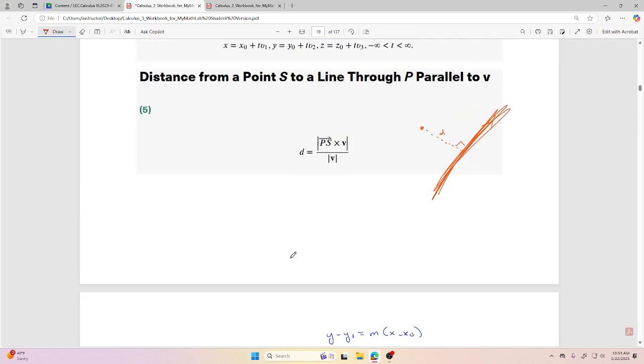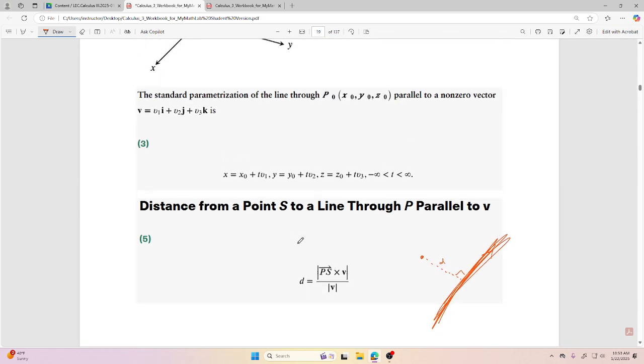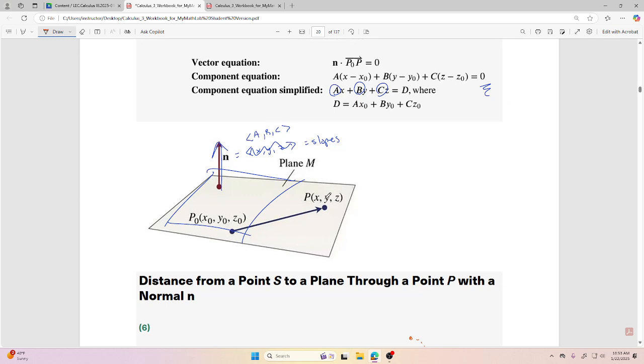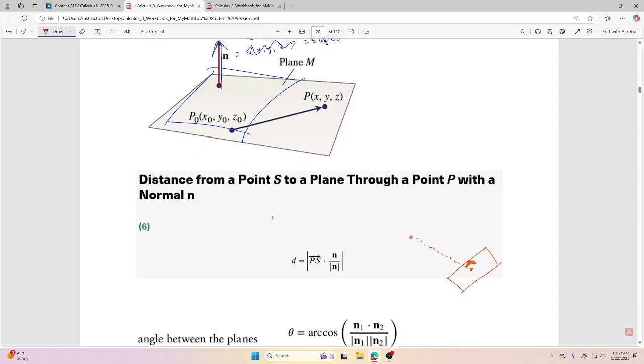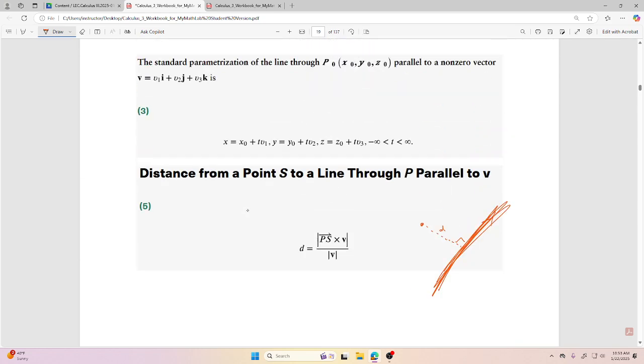There's a PS. What is this PS? Do they have a thing here? P, nothing else. Oh, it just says right here. It's a point S to a point P. So if I were given this here, it says point S to a line through point P.